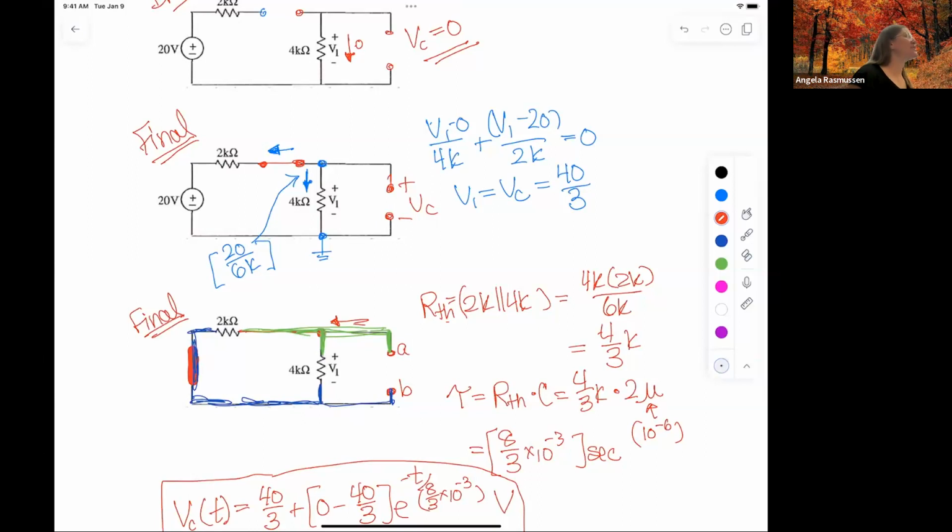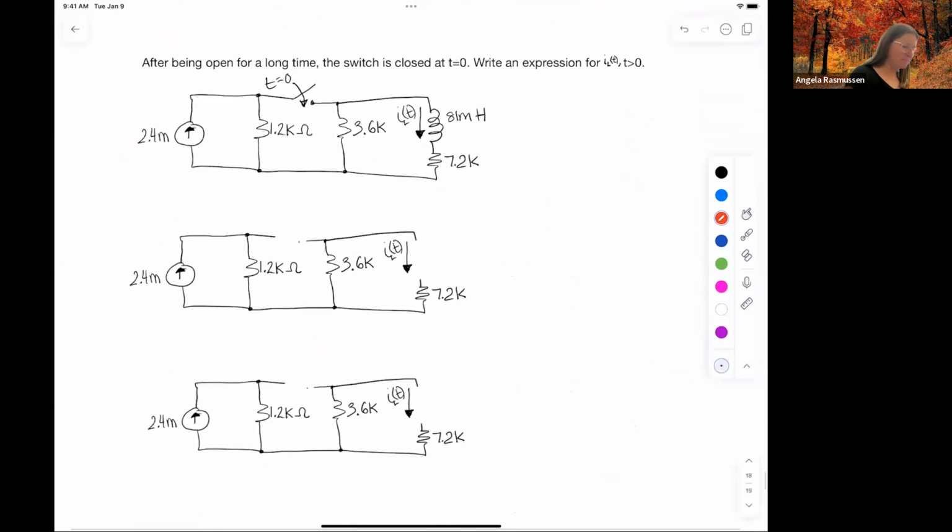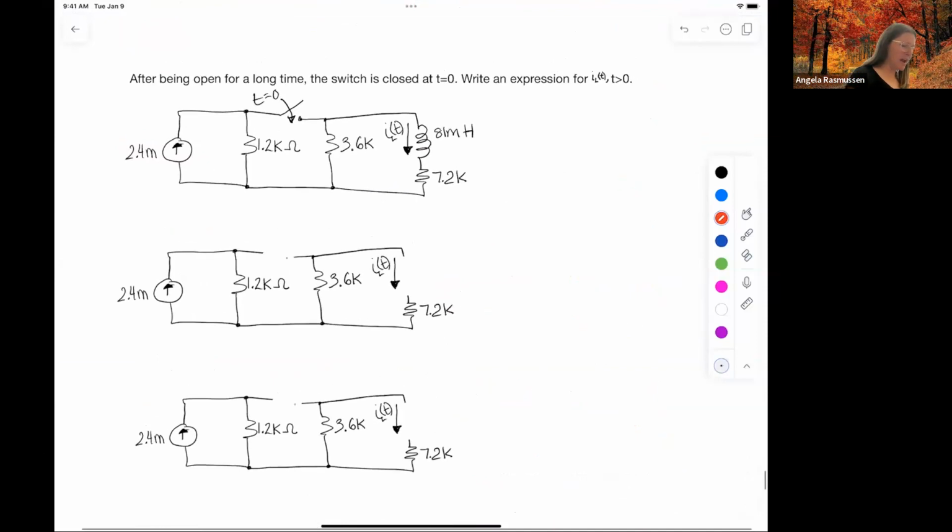All right, other questions? Okay. All right, let's do another one. So this will be an inductor. And in this one, you want to find IL of t. So break up into your small groups again.